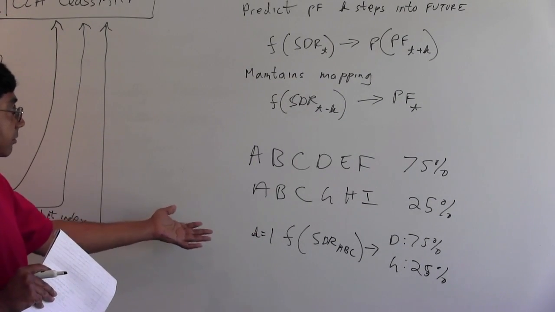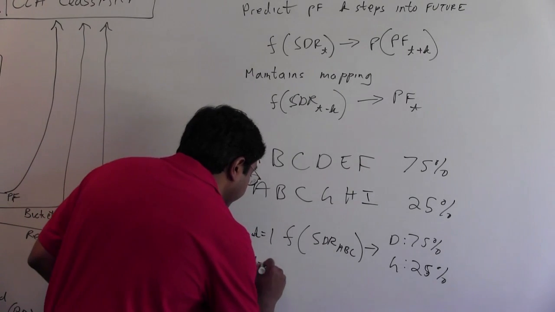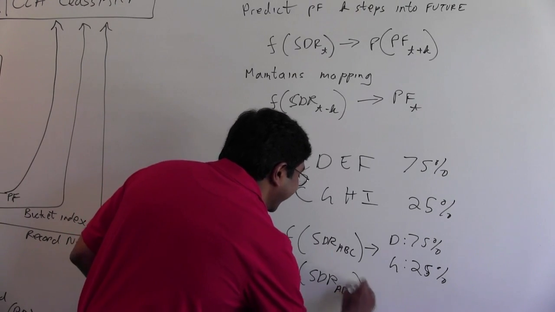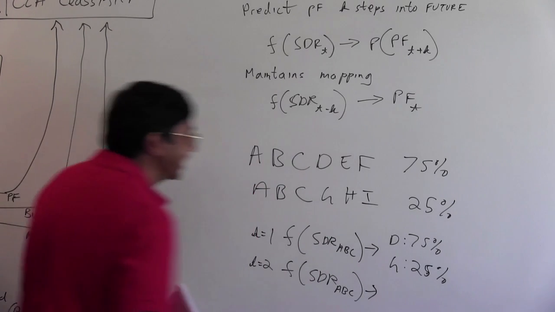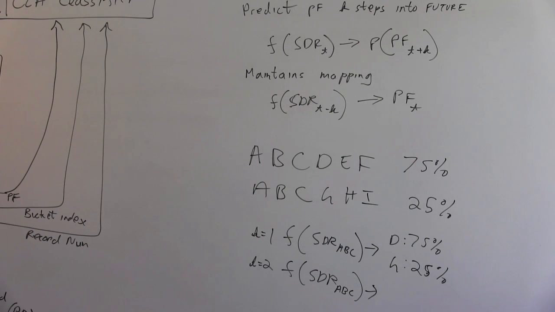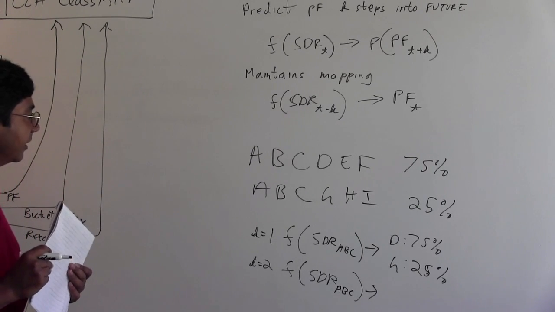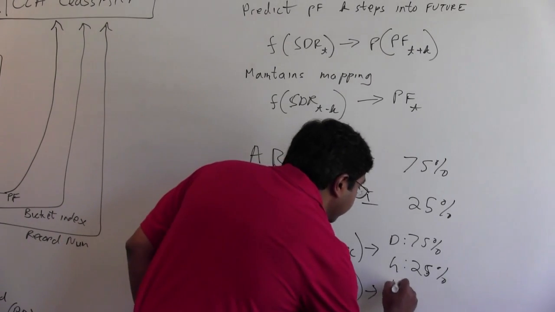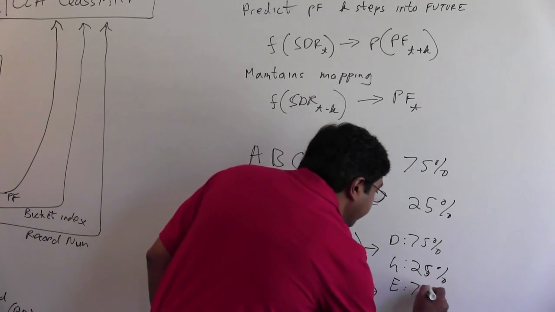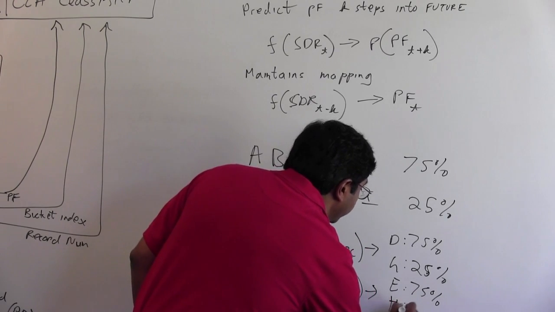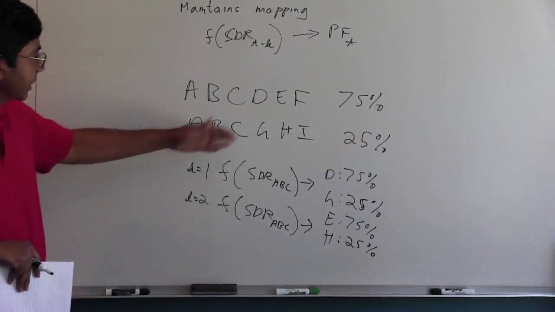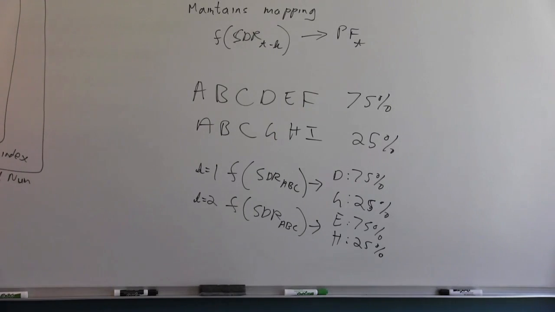If you had trained it with k equals 2, let's say, anyone want to guess what it should say? E, F, A, or H, I, A? So it's seeing A, B, C up to this point, and you're predicting 2 steps into the future. So what it's going to say is E and H. E would happen 75% of the time, and H would happen 25% of the time, because that's the only possible things for 2 steps into the future.